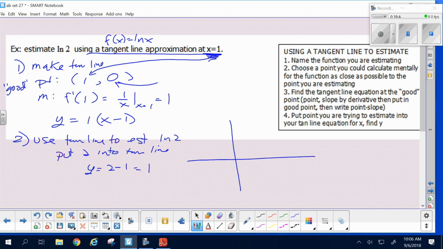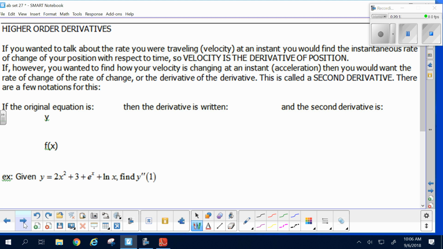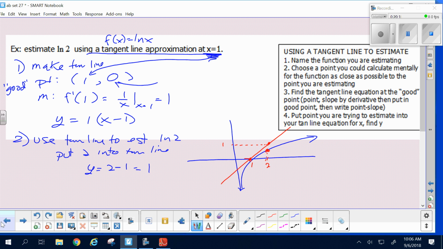Despite the fact Rainey said no picture, I'm doing it anyway, doggone it. Here's the idea. This is the natural log curve. I did a tangent line at this point. I then put 2 into my tangent line and said that's a pretty good idea of what the log of 2 would be. There's a little error there. Okay, so our estimate is 1. Cool?